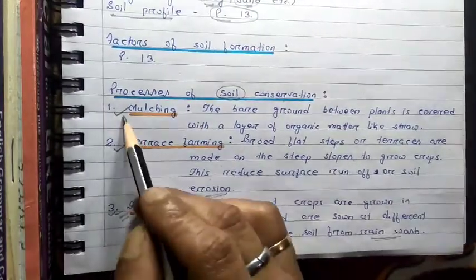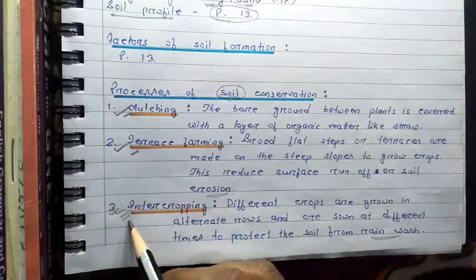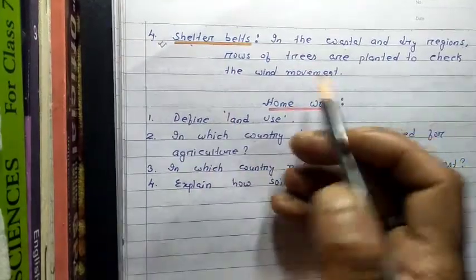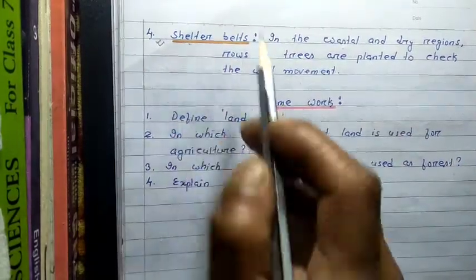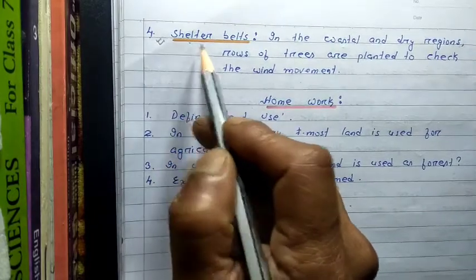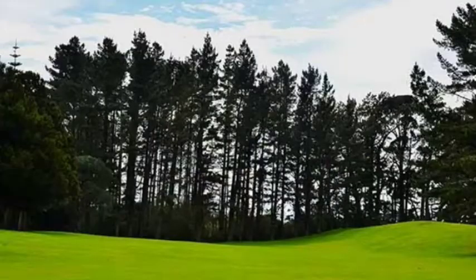So I hope you have understood about mulching and terrace farming, and the last point that I have written here to conserve soil is about shelter belts. As you can see in the picture shown of shelter belts, I am going to explain it from the picture which is given in the book. First of all, let's know what is the meaning of shelter belts.